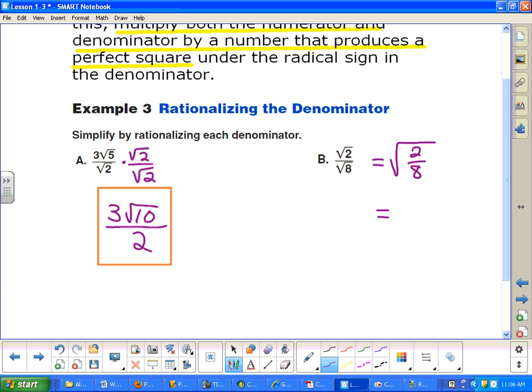So which is the square root of 1/4. Is 1 a perfect square? Well, it is, right? Because 1 times 1 is 1. So 1 is a perfect square. Is 4 a perfect square? Yes. So the square root of 1/4 is 1/2.